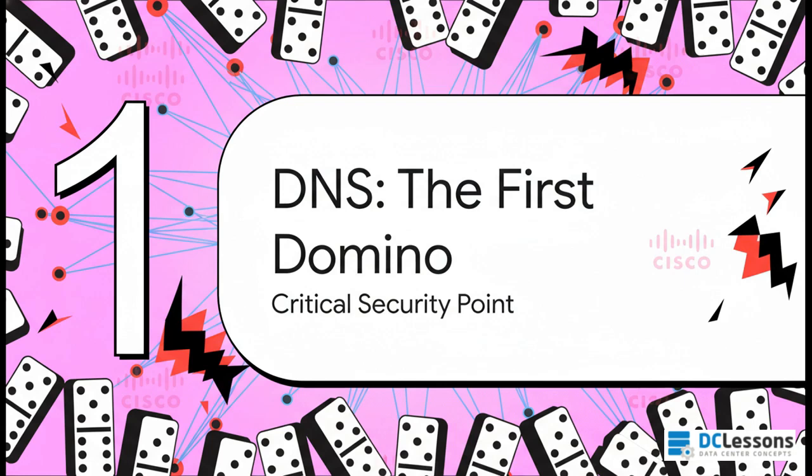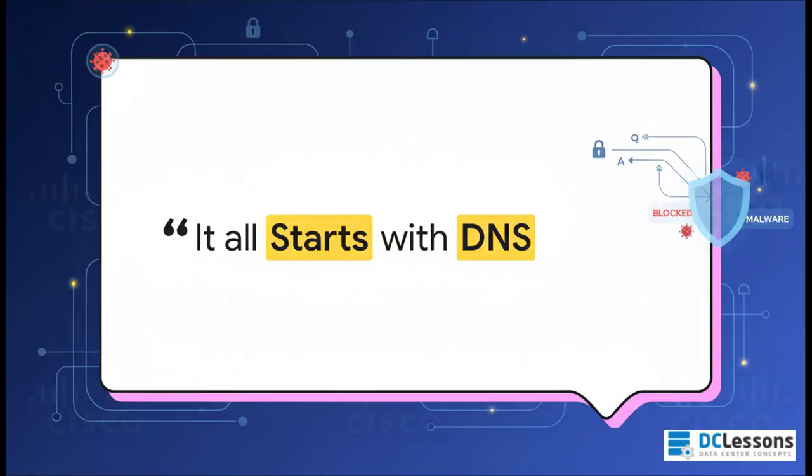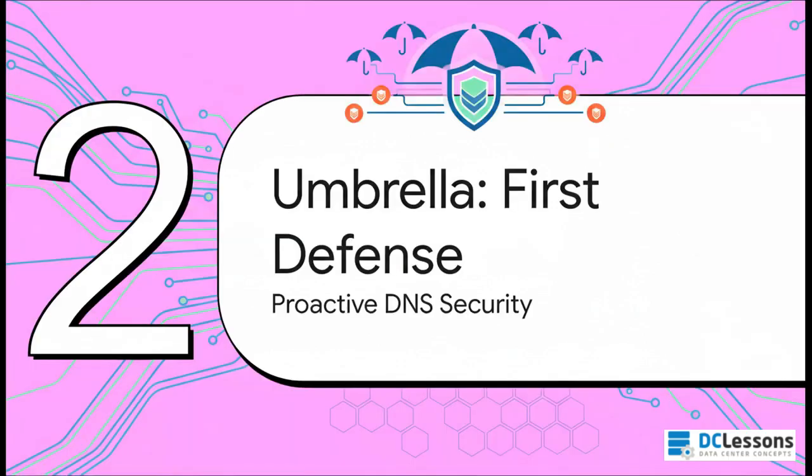We really want to reframe how you think about DNS, not just as some background utility, but as a primary choke point for so many modern threats. Now, what's really interesting about this is the timing. DNS comes before everything else. It happens before an IP connection is ever made, and way before any malware even has a chance to execute. So, by controlling DNS, you get the earliest possible shot at identifying and blocking a threat before it can do any damage whatsoever. Which, of course, brings us right to our second section, Umbrella, your first defense.